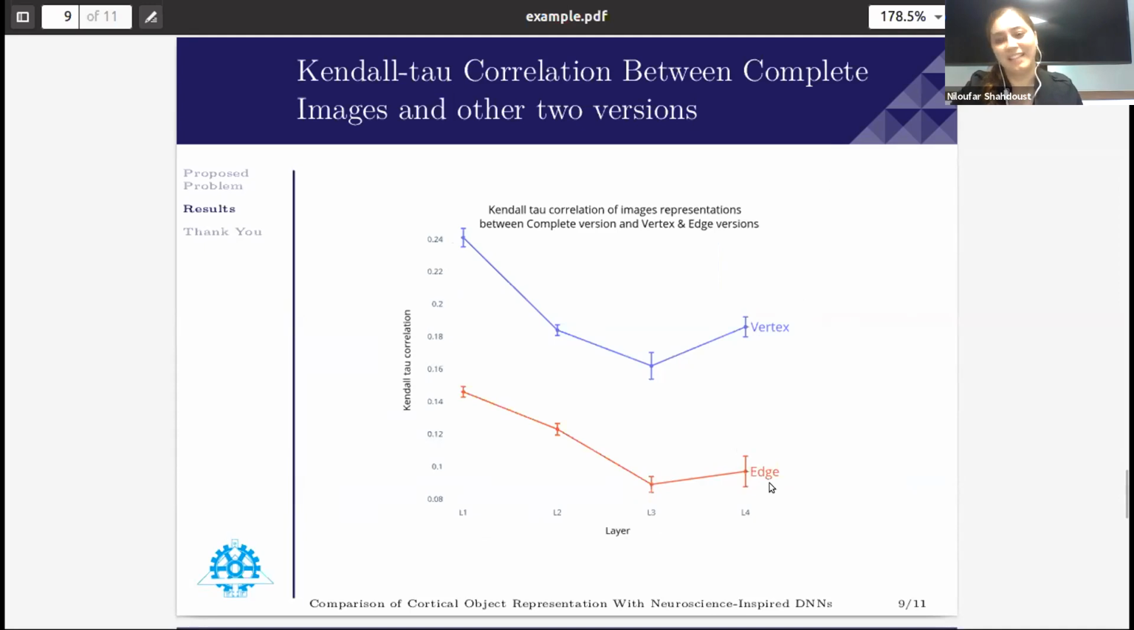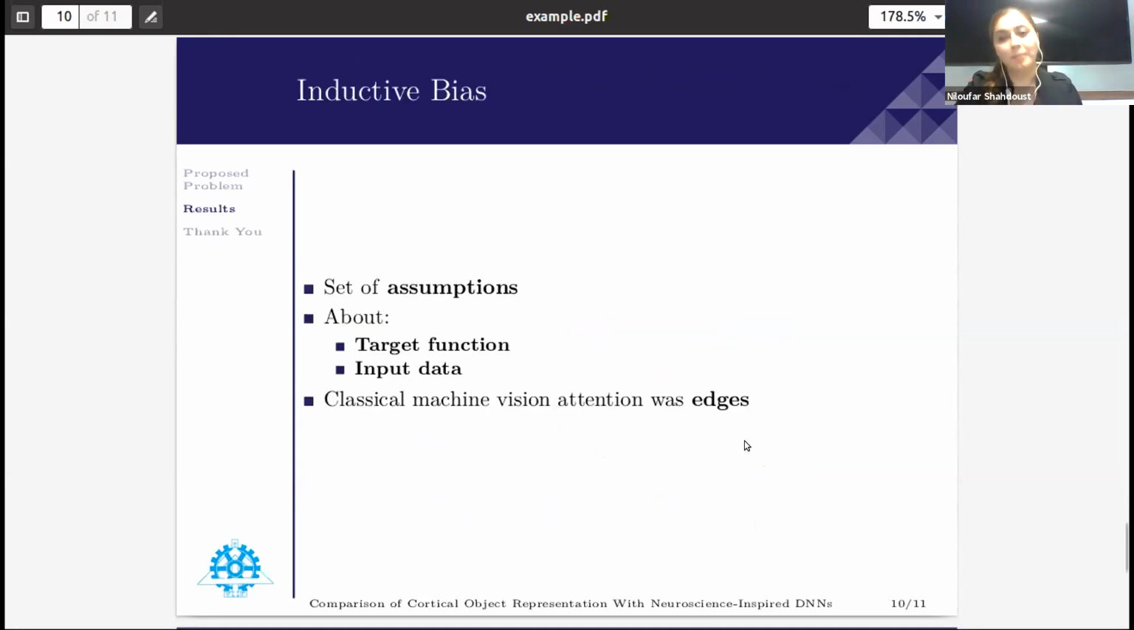I mean, the red part is a Kendall tau correlation between edge images and complete images. And as you see, for all the layers of the network, the Kendall tau correlation between complete images and vertex images is higher than for the edge version of images. And after investigating a lot, we thought that this difference between paying attention to the vertices of the images and the edges of the images is due to the inductive bias of deep neural networks.